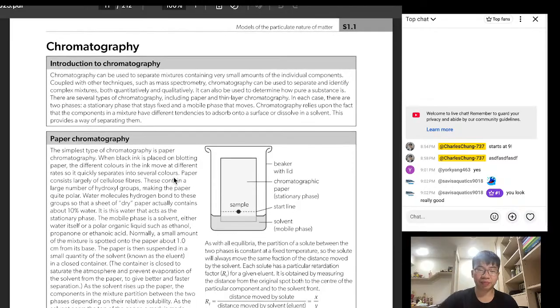And I actually predict this might be the 1B, because there are only so many 1Bs that she has talked about, and chromatography is one of them.